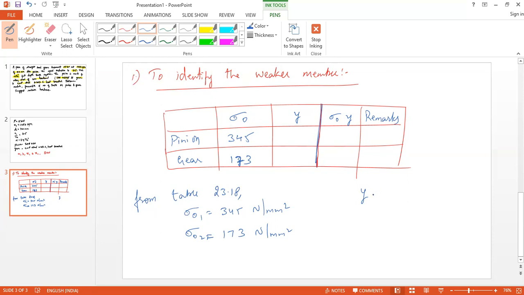To find the value of Y, we need ZV, right? And to find the value of ZV, we need delta and Z. So if you know the value of delta and Z, I can get the value of ZV, then I can get the value of Y, and I can identify which is the weaker member.